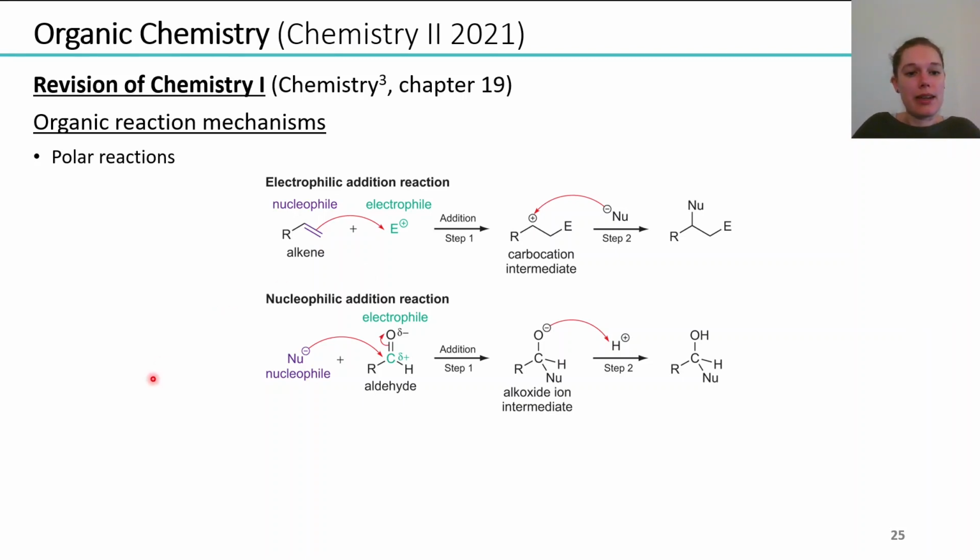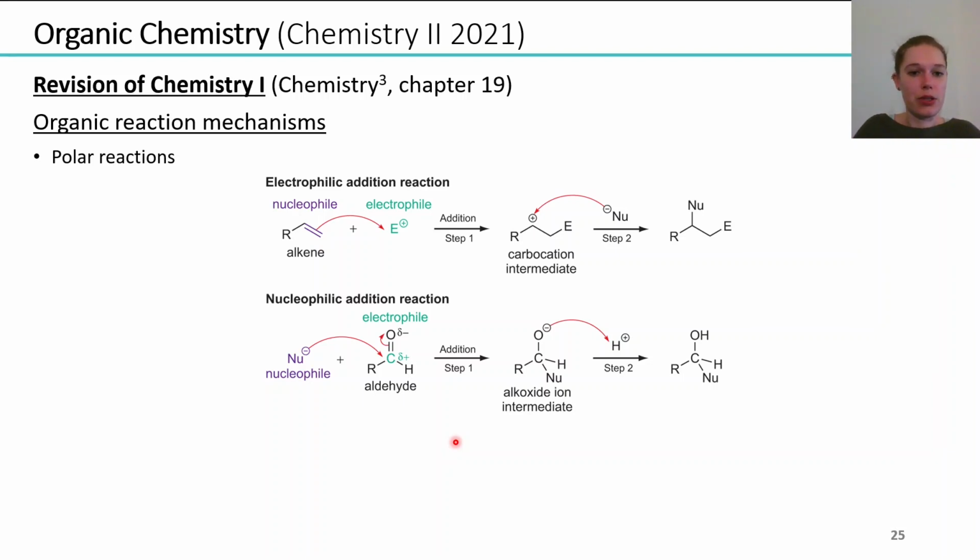And here is the example for the nucleophilic addition reaction. So here we start with a negatively charged nucleophile, and we have as electrophile the aldehyde. Then we have a nucleophilic attack on the partially positive charged carbon, because the oxygen has a higher electronegativity. That means the electron density will go more likely a bit to the oxygen instead of the carbon, and hereby we have a partial positive charge at the carbon.